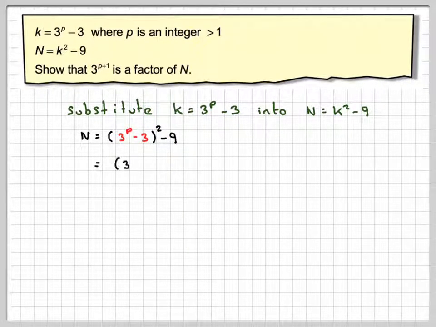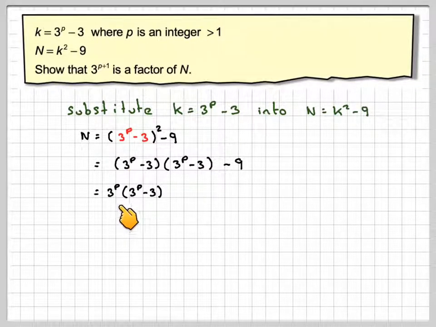Expanding (3 to the p minus 3) squared means 3 to the power of p minus 3 times 3 to the power of p minus 3. We've still got to take 9 off n. So that means 3 to the p times this: 3 to the power of p times 3 to the power of p, minus 3 times 3 to the power of p, and then minus 3 times 3 to the power of p minus 3, minus 9.